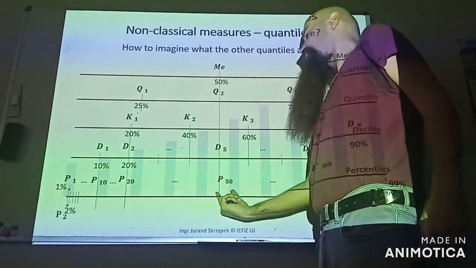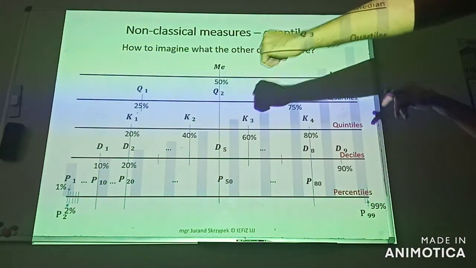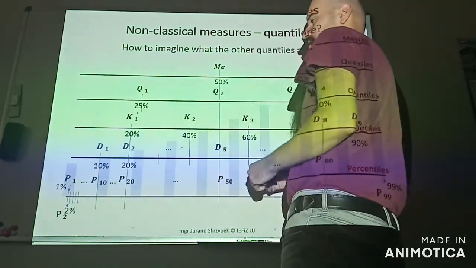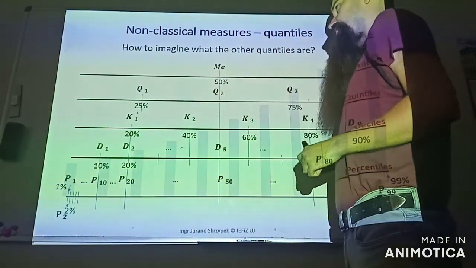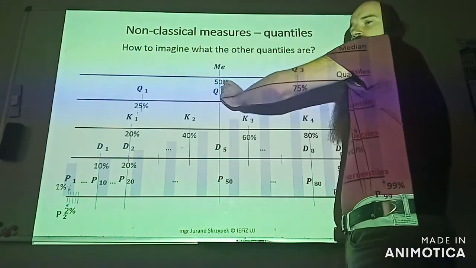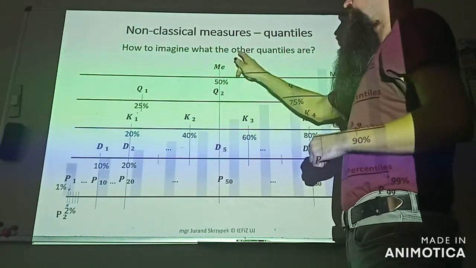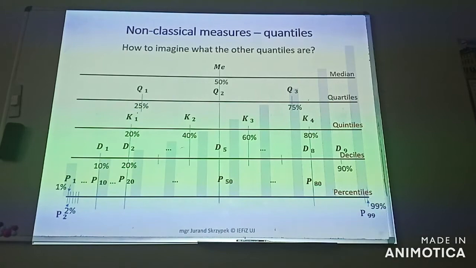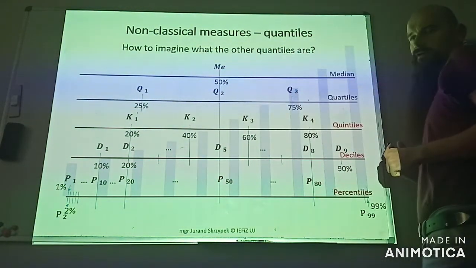The median is the middle value. It divides the population into two halves. The first half of the population is characterized by the variable value not higher than the median, and the last 50% of the population is characterized by the variable value not lower than the median. We know also how to compute the first and the third quartile.